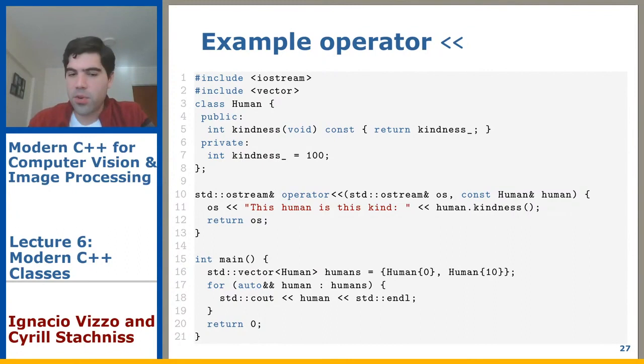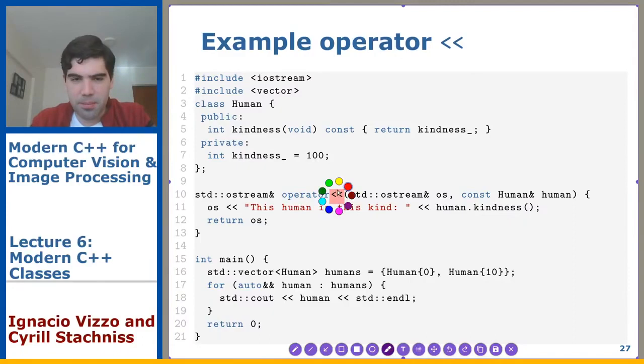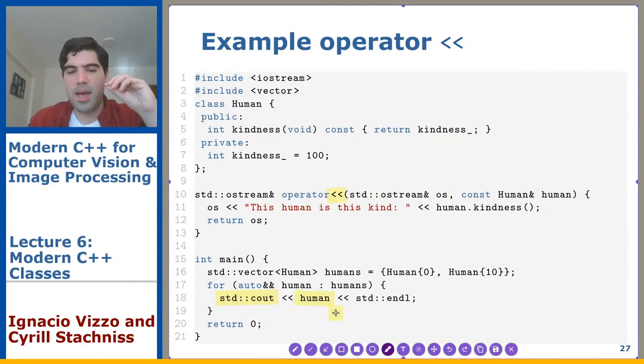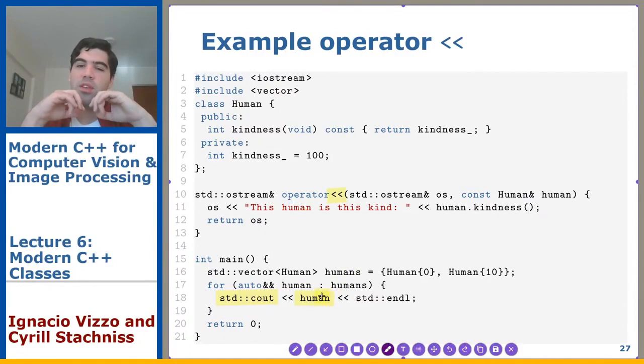Another really cool example is using the left shift bit operator. In this case, this is the operator overloaded for ostreams. You probably want to use cout and then just call human, which is an instantiation of the class human. Instead of writing your own, like human dot whatever, you can just overload the operator for ostreams, and then you will basically print this message: this human is the kind whatever, and then you, for example, call the kindness that will give you the value of this data member. Again, it's better if you try it in your place to understand the function.